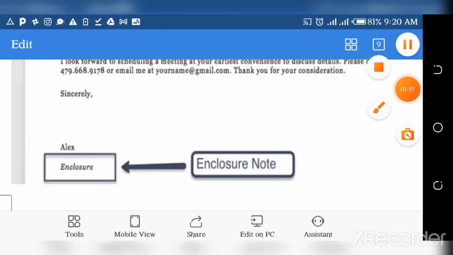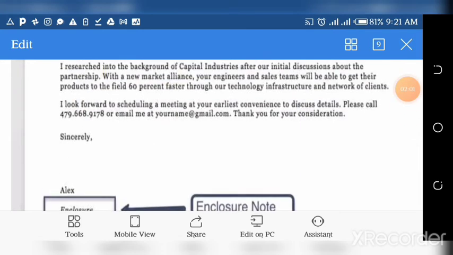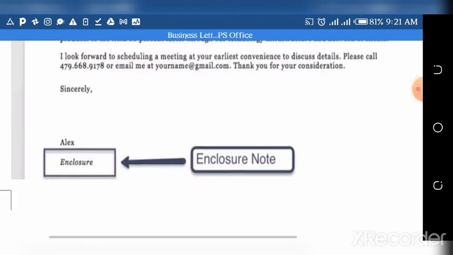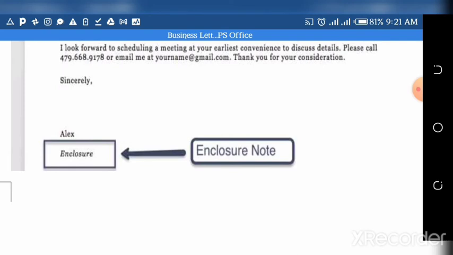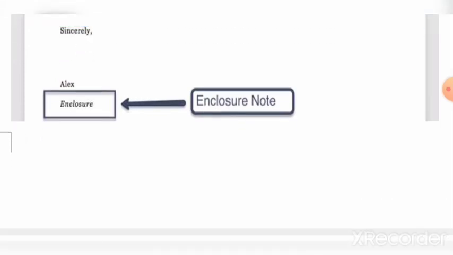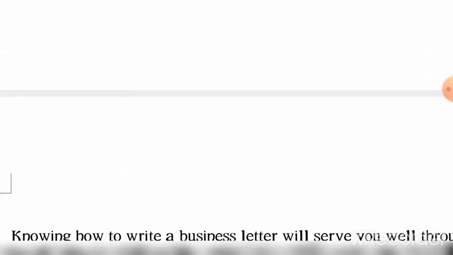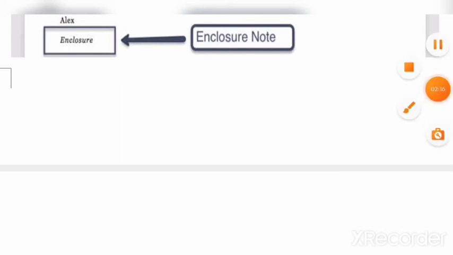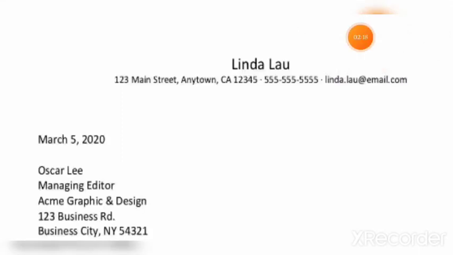And then this is where the enclosure note is supposed to be. After sincerely yours, then the name and designation. That's when the enclosure comes in. You write enclosure, you put double dots, and then you list what you've attached, just like we discussed earlier. So then these are the samples or illustrations.